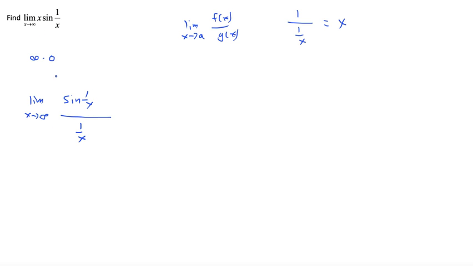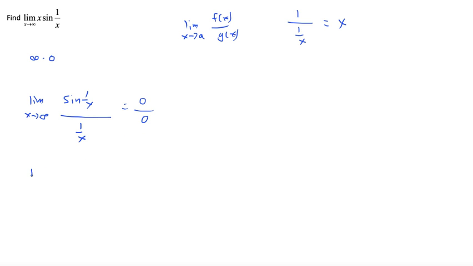Well, wait a minute. We still have to check if we can use L'Hopital's rule here. If you plug in infinity here, 1 over infinity is about 0, so we get sine of 0, which is 0. And then same thing in the denominator, 1 over infinity is 0. Well, that's good. We can still use L'Hopital's rule here.